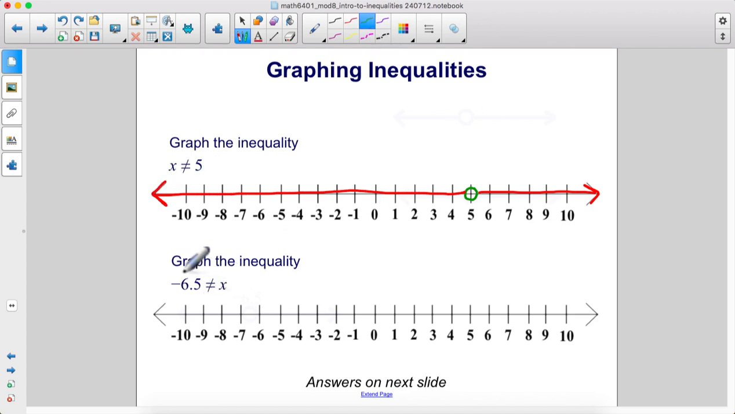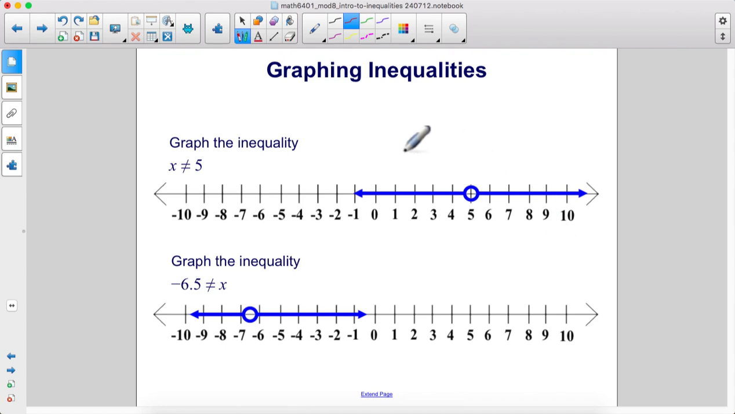x is not equal to negative 6.5. So negative 6.5 is right here, open circle. And the solutions are all the other numbers that are not negative 6.5. And here you have the answers.